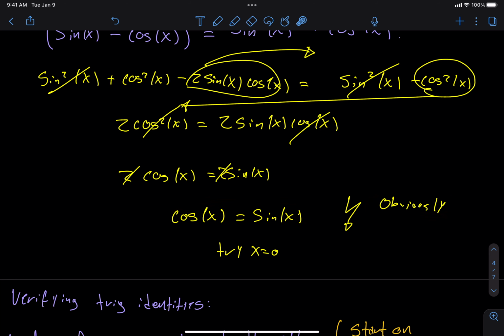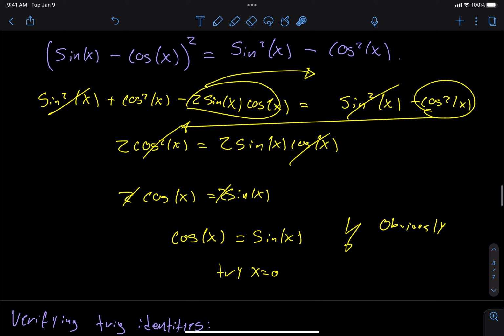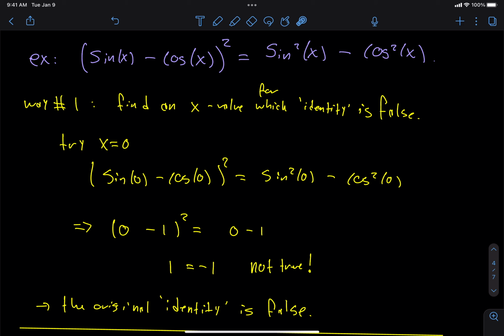Yes? Is there a specific way that you would have to use, or could I just use way one completely? Yeah, you can just always use way one if you want. But sometimes it'll be difficult to see what x value I need to plug in. And also it could be annoying if it's a really complicated expression, because you have to evaluate lots and lots of trigonometric expressions for way number one. In this case, it's only four, so it's not that bad.